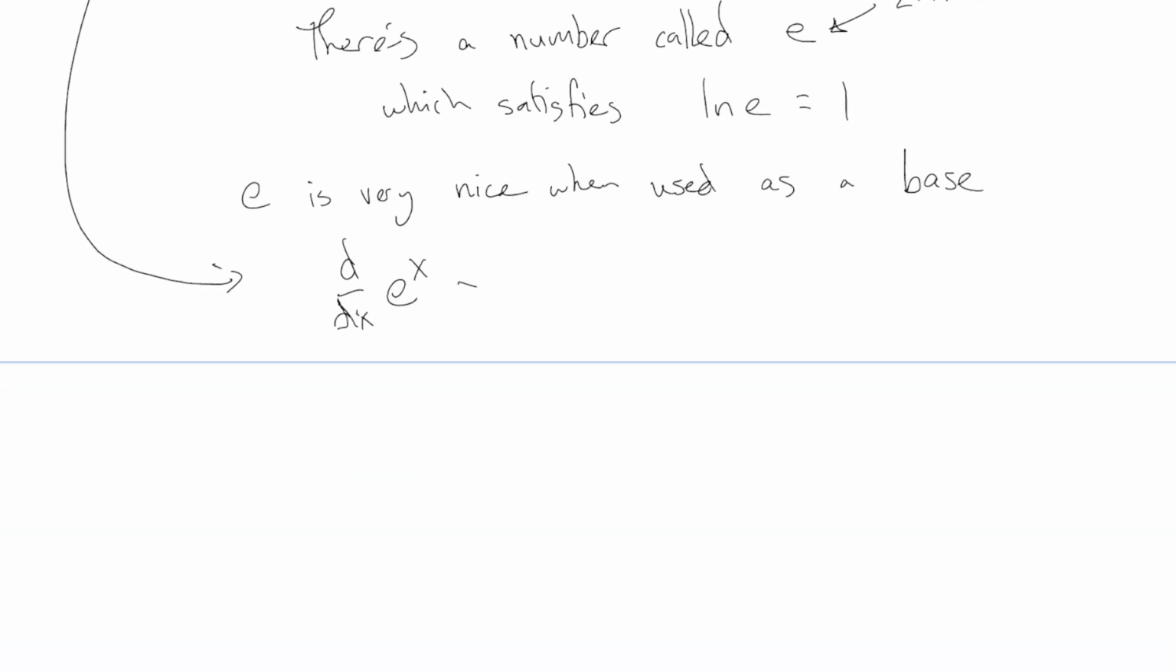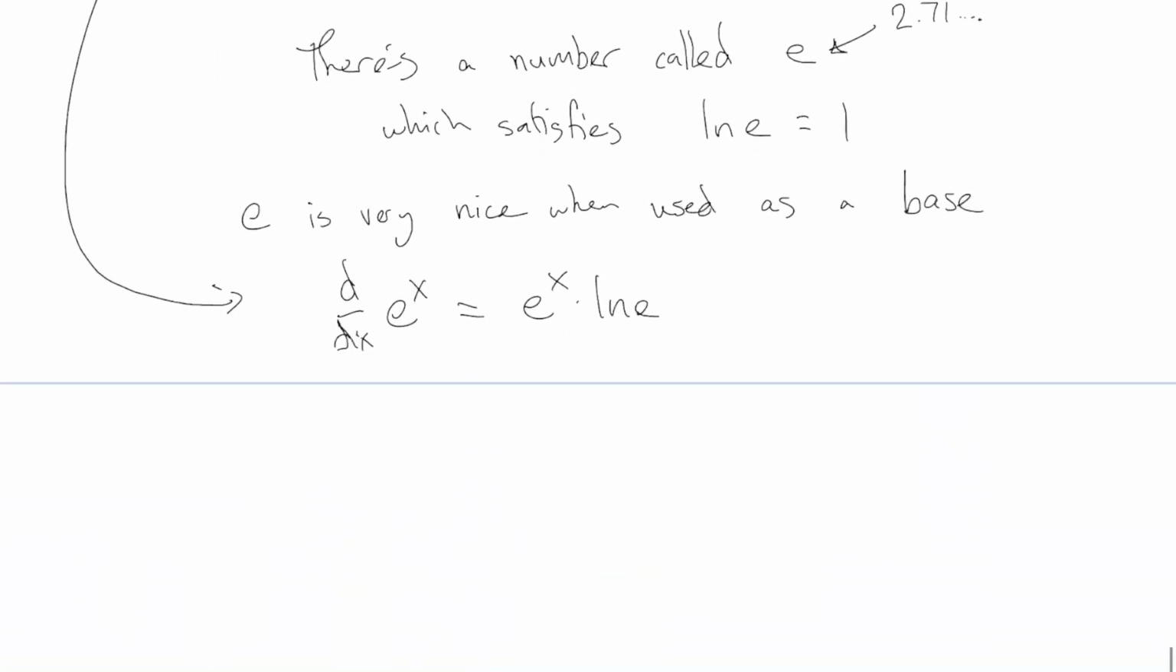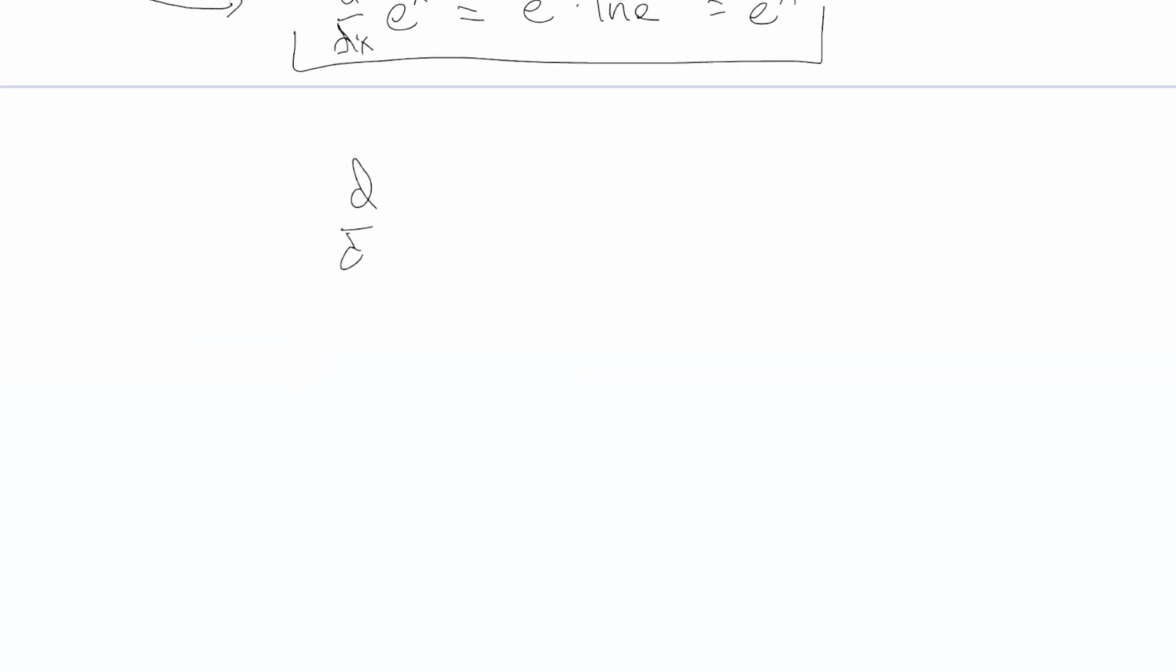sorry, I had to scroll, e to the x times the natural log of e, right? I'm just plugging into that formula up there, but using e instead of a. But the nice thing about e is that the natural log of e equals 1. And so this turns out to just equal e to the x. So this you should memorize also. So I'm going to write them both together here. The derivative of, I'll write the e one first.